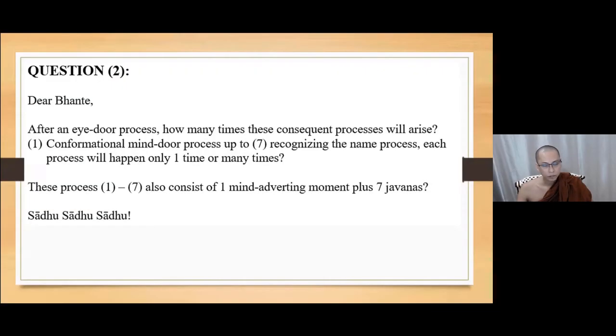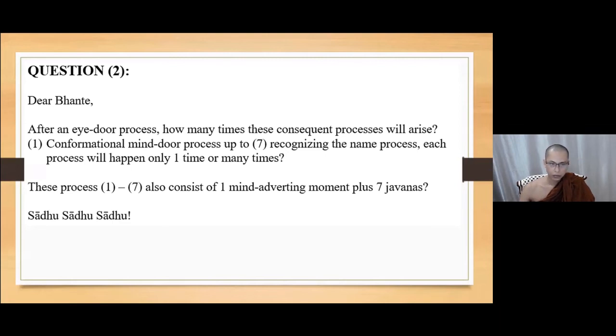Dear Bhante, after an eye door process, how many times will this consequent process arise? One, from the first conformational mind door process up to the seventh, recognizing the name process. Will each process happen only one time or many times? And do these processes 1 to 7 also consist of one mind averting moment plus 7 javanas? Sadhu, sadhu, sadhu.